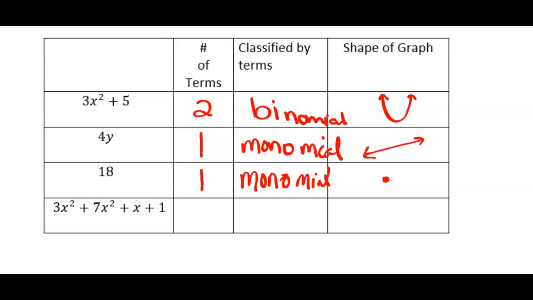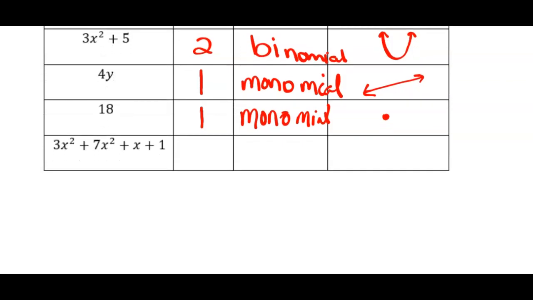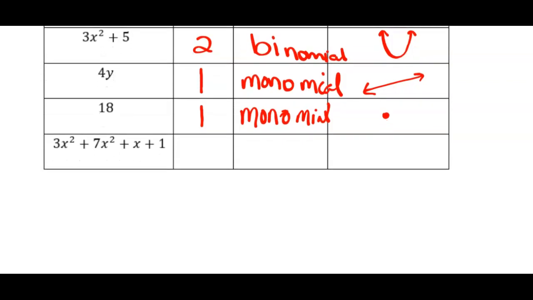All right, algebra, let's get the rest of the story about polynomials and adding them. So if I'm classifying this polynomial, I've got 3x squared plus 7x squared plus x plus 1. How many terms are there? There's 4. There's 4 things being added together. 1, 2, 3, 4. Okay? All right. So that is considered a polynomial.